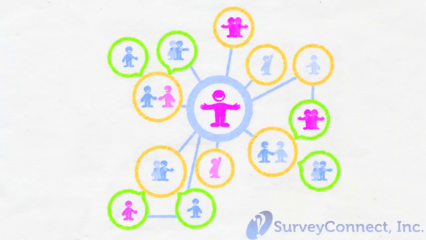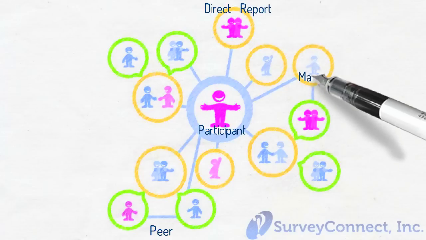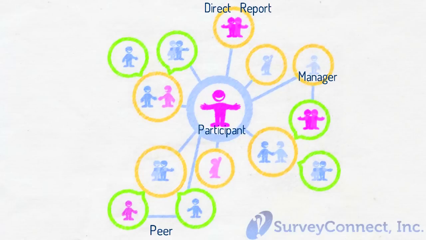A 360-degree assessment allows for feedback given to the participant, the person being rated, by many of the people who work with that person, organized by the relationship of the raters. Done correctly, this process allows for anonymity for raters to provide relevant, honest information.